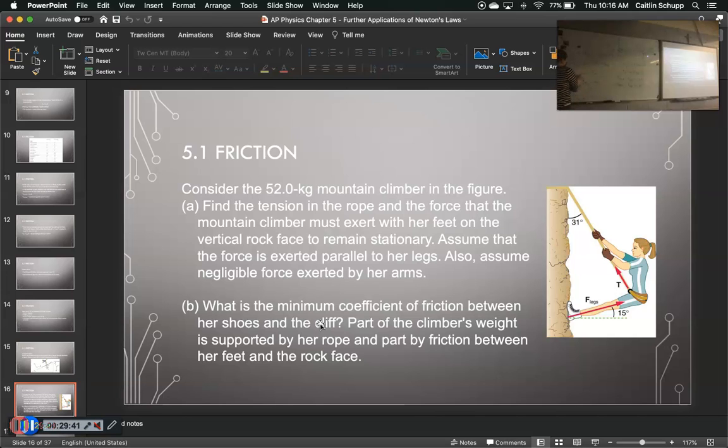Okay. F applied X was given. TX was given as negative T sine of 31 degrees. F applied Y was FA sine 15 degrees. TY was T cosine 30 degrees. M and G, we were told she's 52 kilograms and 9.8. Okay.